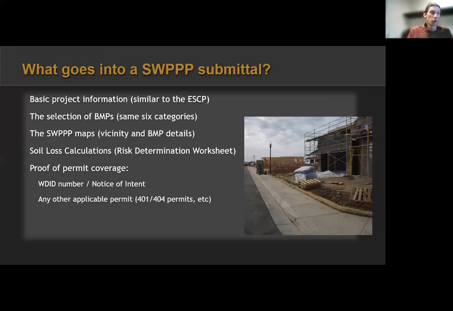And then they also need to show any other proof of applicable coverage, like a 401, 404 permits, a low threat discharge for groundwater or hydrostatic testing permit, Department of Fish and Game, Section 1600, those types of things. They're not always going to be required, but they may be required. So it's important to know this might not be the only permit that needs to be taken in to show that they have coverage. So those are the things that go into a SWP submittal. A few more than an ESCP, but those are the basics.